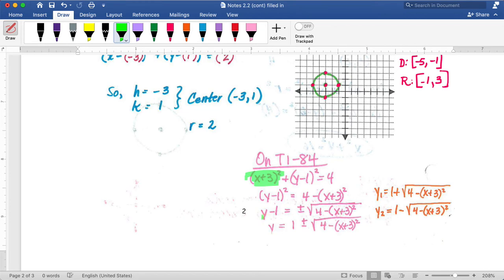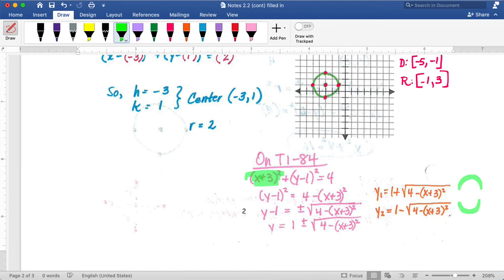And the last thing to do to get y by itself is to get rid of the 1. And the opposite of subtracting 1 would be to add it. And we always put it in the front. Okay, so the first equation in your graphing calculator would be 1 plus the square root of that. And the second equation would be 1 minus the square root of that. Again, this will graph the top of your circle. This one will graph the bottom of your circle. Try it out on your TI-84 if you have one.